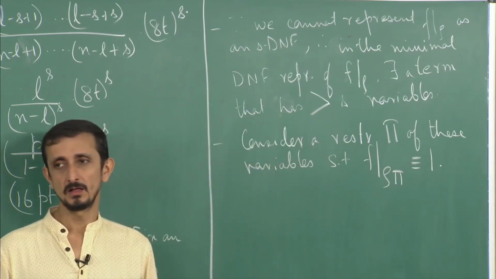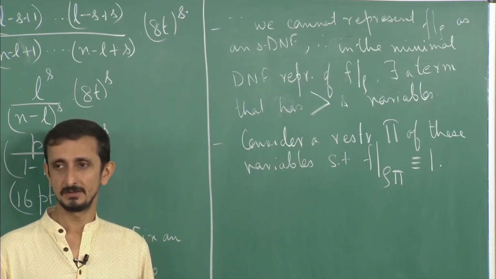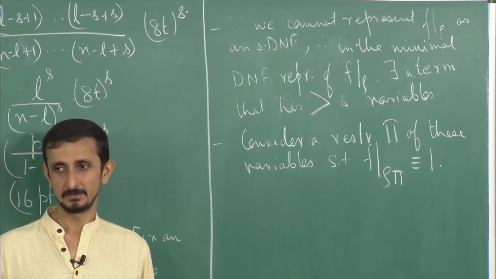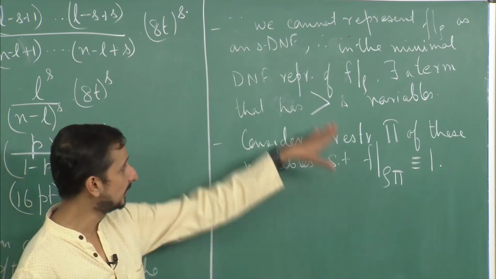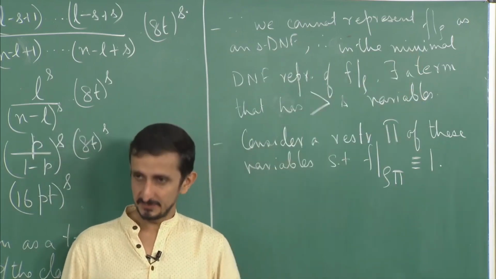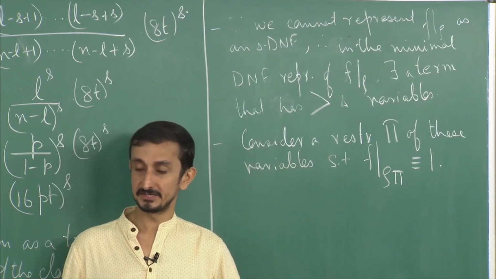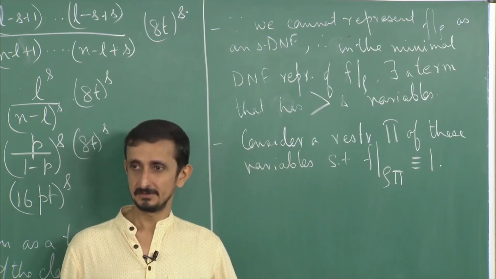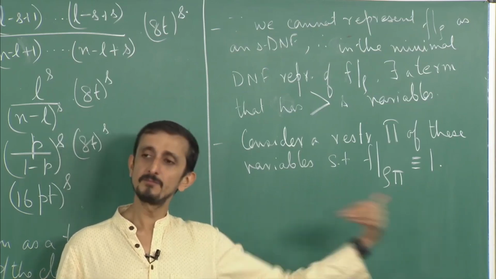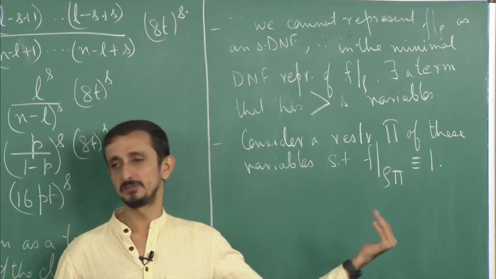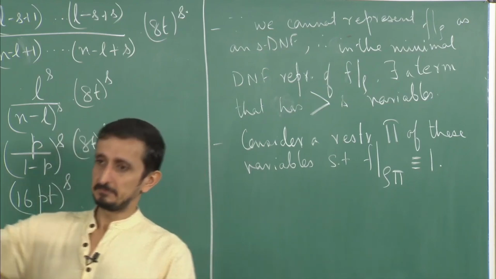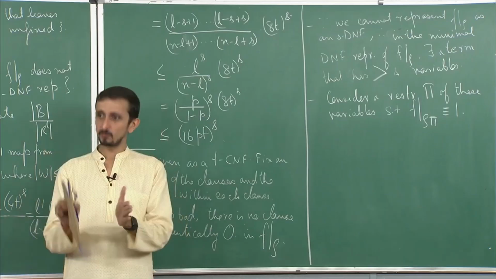All of those variables, because in f restricted to rho all of those variables are unfixed. That is how we chose this. We considered f restricted to rho, which does not have an S DNF representation, which means there is a term in the minimal DNF representation whose size is greater than s. All those variables are unfixed in that term. Now, I am fixing those variables using pi in that one term. Of course, it will also fix the corresponding variables in the other terms, but I am focusing on that one term.